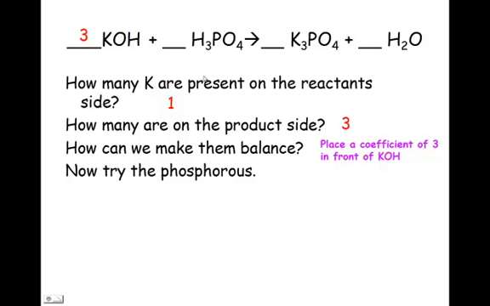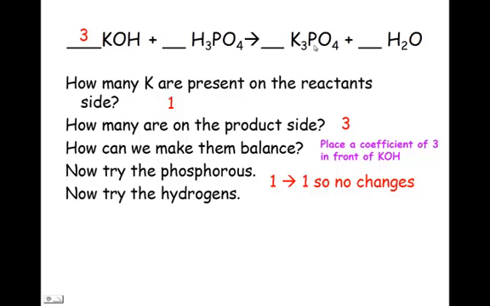So now we're going to try the phosphorus. In this compound, there's a subscript 1 next to the phosphorus, which means I have 1 phosphorus, and there's a 1 in front as my coefficient, so that's 1 phosphorus. Then on the product side, I have a coefficient 1 here, and a subscript of 1, so my phosphorus has 1. So we have 1 on the reactant side and 1 on the product side, so we don't need to make any changes.